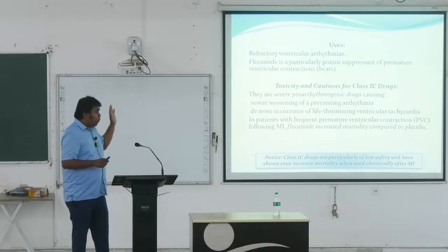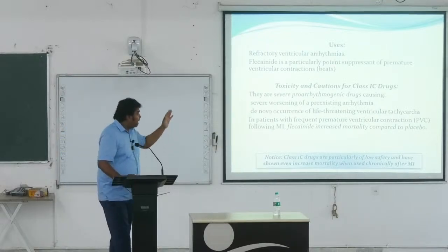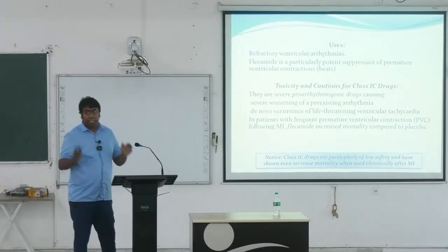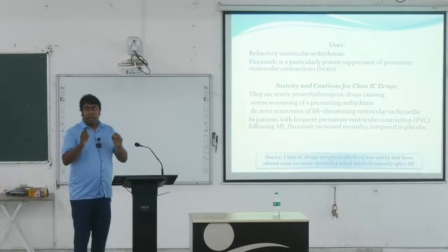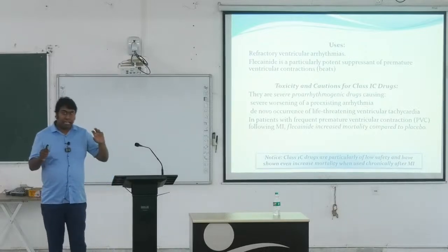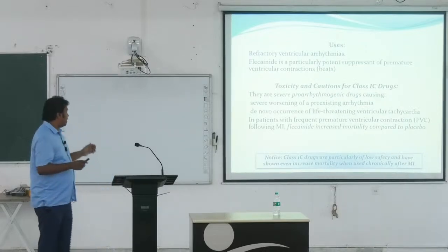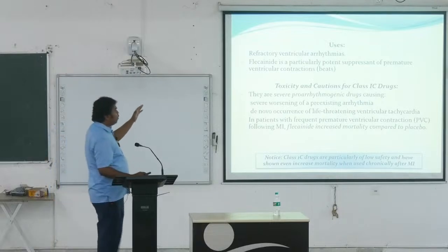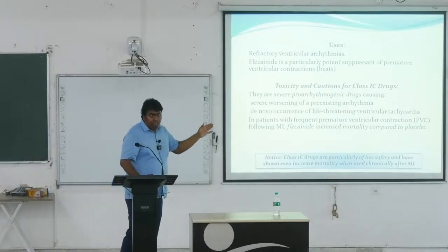Toxicity: 1C is a very pro-arrhythmogenic drug. Severe worsening of pre-existing arrhythmia, তার মানে যেটা স্পেসিফিক সেটা ছাড়া বা যেগুলো রেজিস্ট্যান্ট ভেন্ট্রিকুলার অ্যারিথমিয়া ছাড়া এগুলো ফার্স্ট লাইন ড্রাগ হিসেবে ইউজ করা হয় না। De novo occurrence of life threatening ventricular tachycardia.